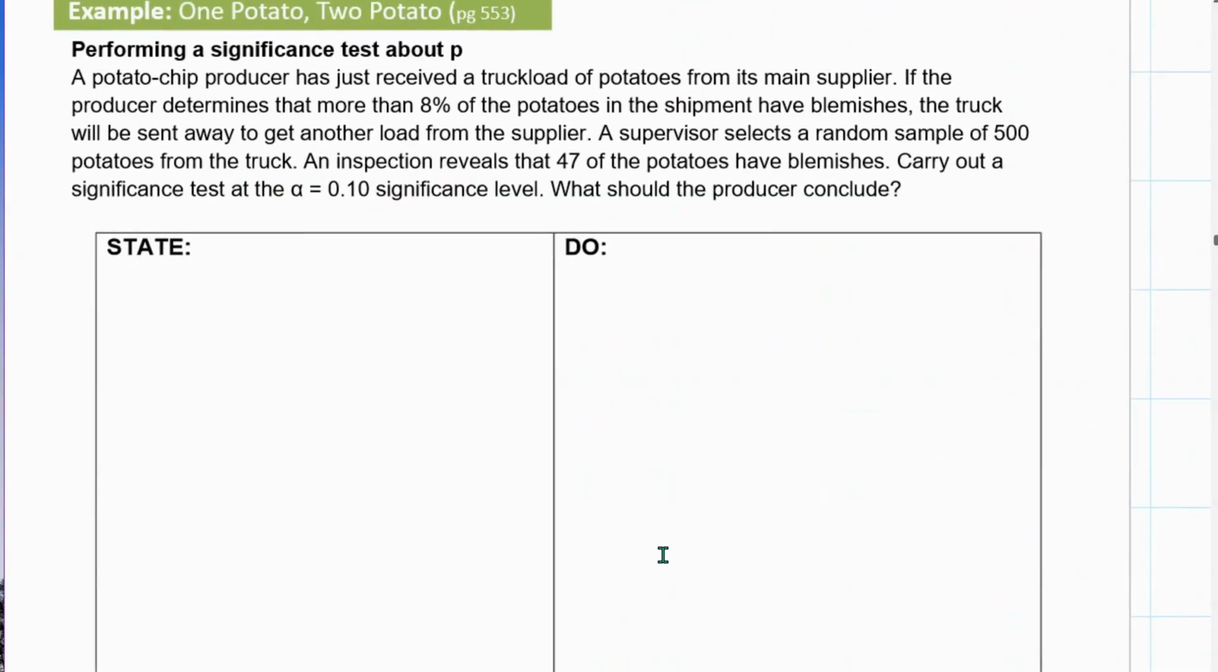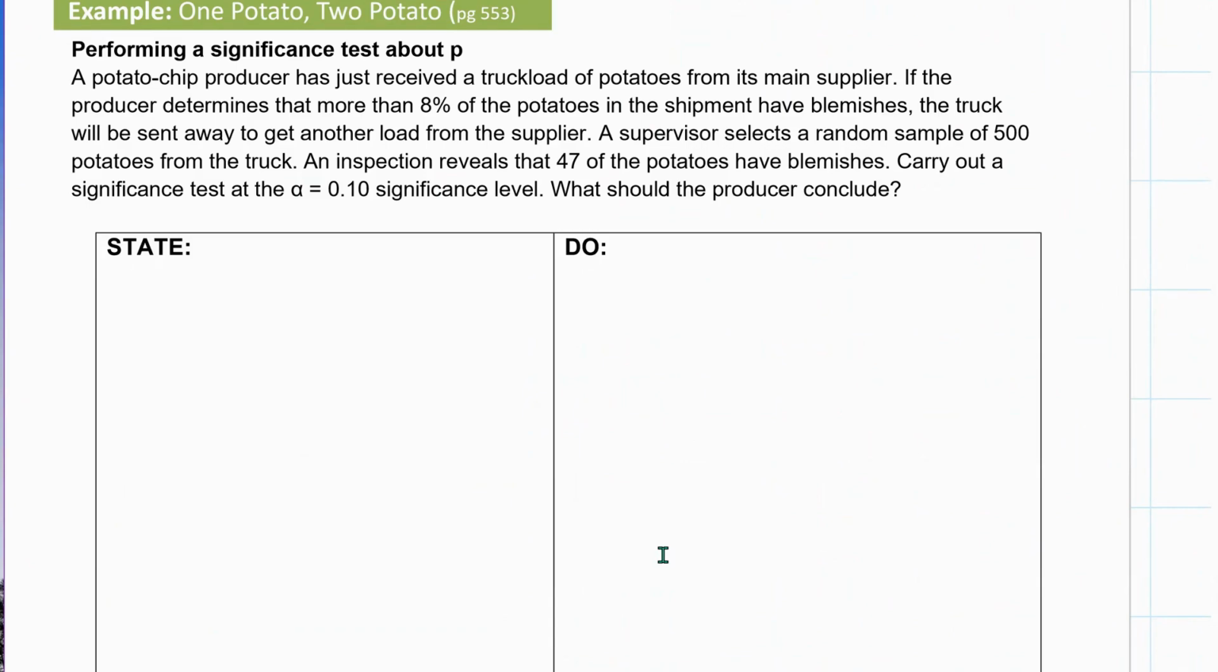Let's do an example having to do with those potato chips that we talked about earlier. All right. Says a potato chip producer just received a truckload of potatoes from its main supplier. If the producer determines that more than 8% of the potatoes in the shipment have blemishes, the truck will be sent away for another load. The supervisor selects 500 potatoes from the truck randomly. The inspection then reveals 47 of the potatoes have blemishes. Carry out the significance test at the alpha value 0.1. What should the producer conclude?